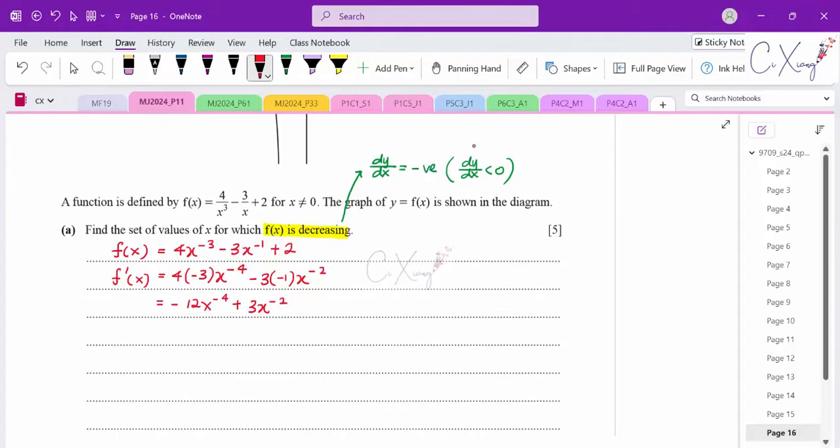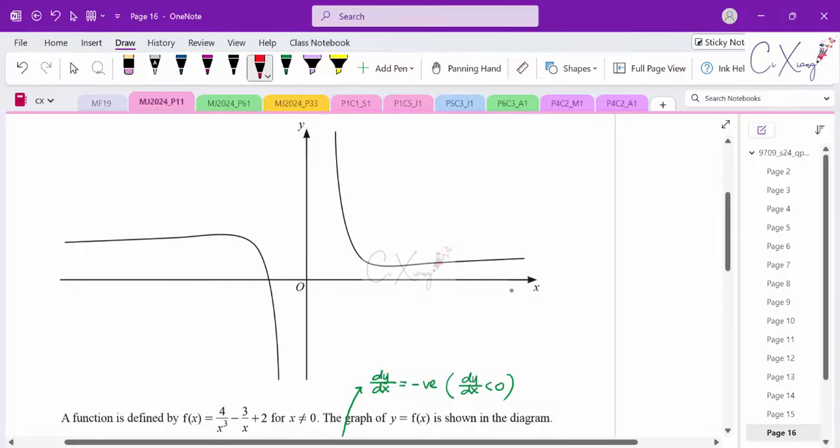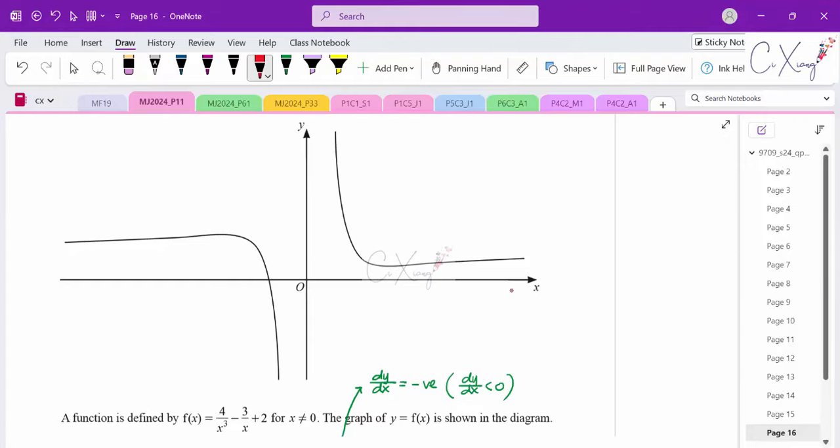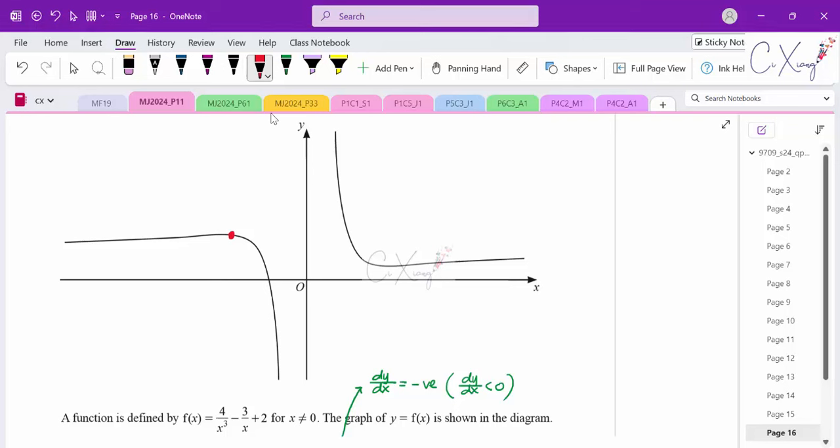But before that, I want to have a look at my diagram here. I think the diagram actually provides us some very useful information to solve this question. If I look at the diagram, you should know that a decreasing function usually appears around the stationary points, because before and after a stationary point, the function will usually change its pattern.